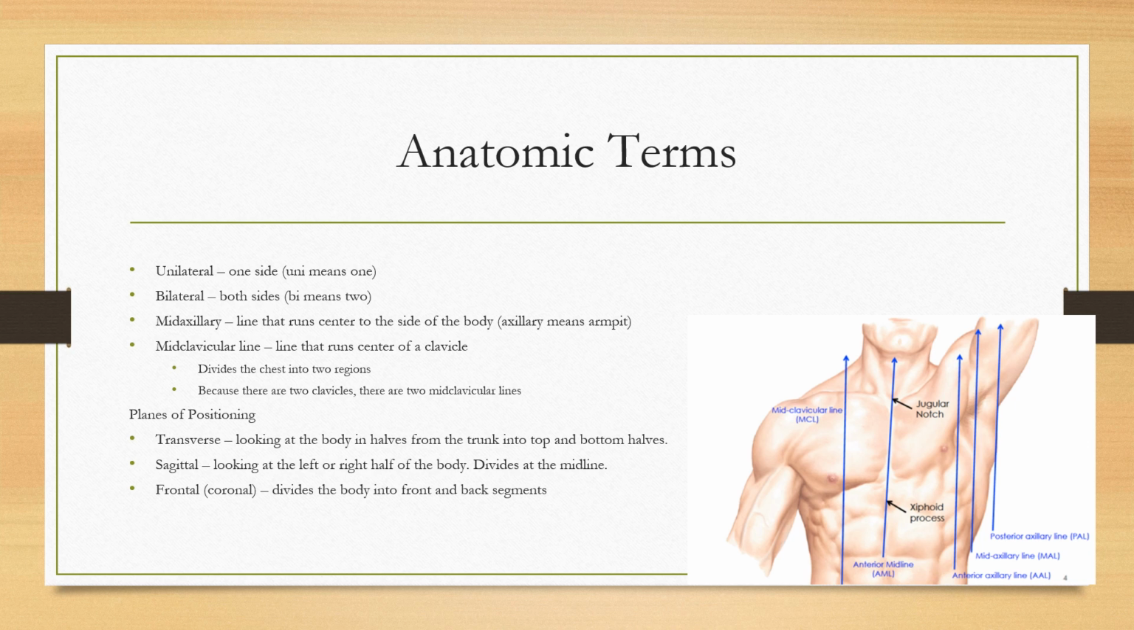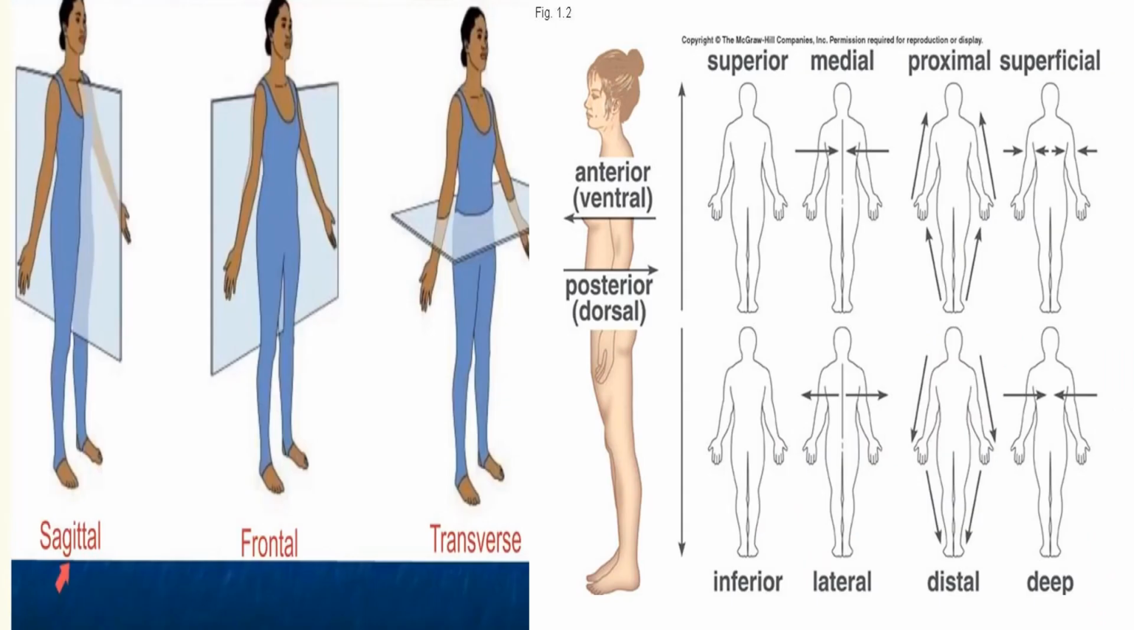So planes of positioning, we have transverse. This looks at the body in halves from the trunk, in the top and bottom halves. Sagittal, this is looking at the right or left half of the body and divides you at the midline. Frontal, this divides the body into front and back segments. This is also known as the coronal plane. So here are some examples. Sagittal divides you down the midline. Frontal divides you at the mid-axillary line. And transverse kind of divides at your belly button.